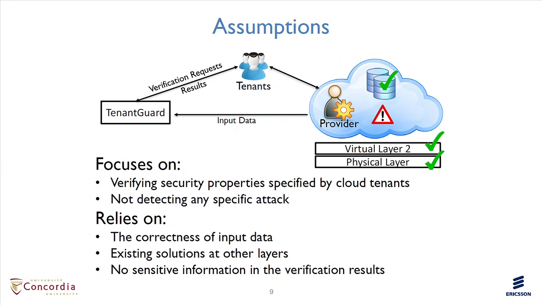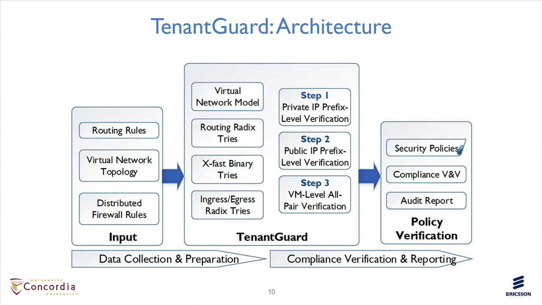In this work, we rely on the correctness of input data, and also on existing solutions at other layers such as virtual layer 2 or the physical layer. Also, we assume that there is no sensitive information leakage from the verification results, as we are dealing with reachability. So this is a very high-level architecture of TenantGuard. In this talk, I mainly focus on the box in the middle, which contains different components and steps of TenantGuard. So let's start with the key ideas of TenantGuard.